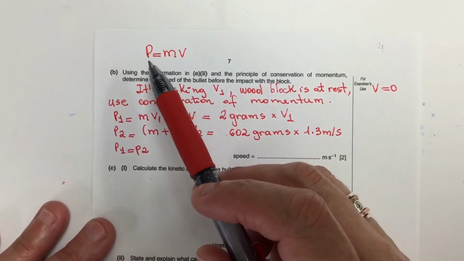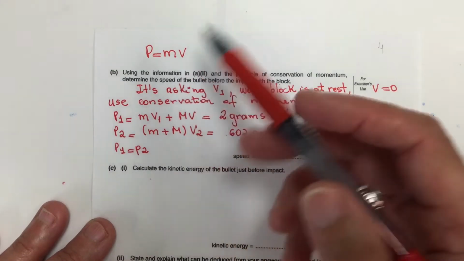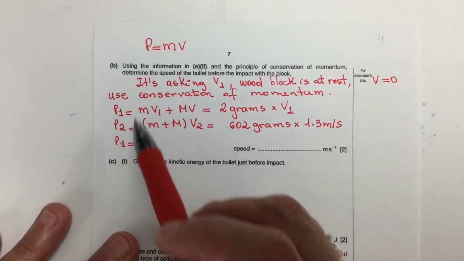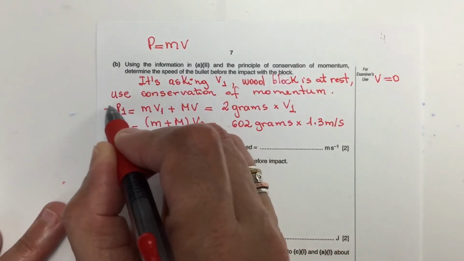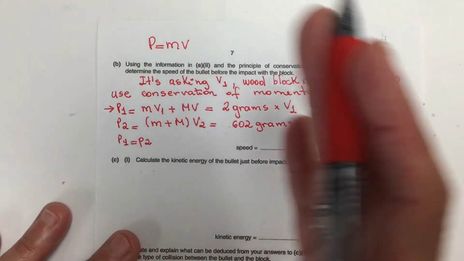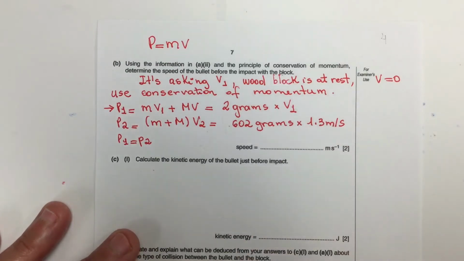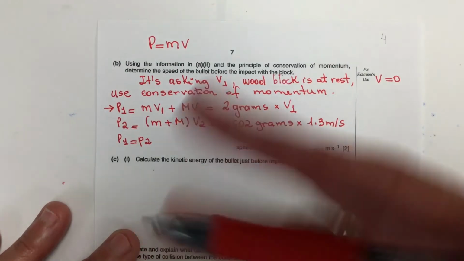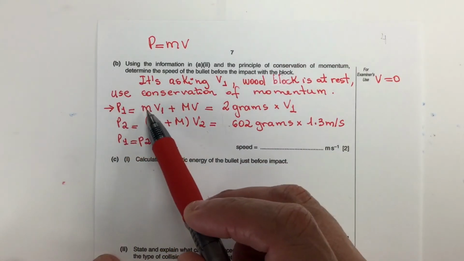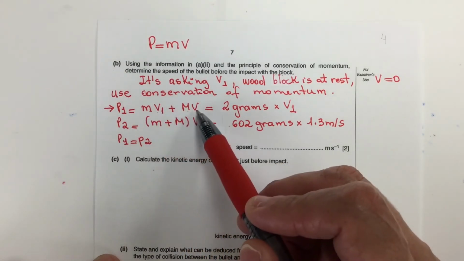Remember, momentum P is equal to the mass times the velocity of the body. So we have two bodies here, the bullet and the block. We are going to calculate the individual momentum for the scenario, before and after a collision. We call it a collision because the bullet is going to hit the block and cause a motion because of that. So the initial momentum is the mass of the bullet times the velocity of the bullet plus the mass of the block times the velocity of the block.